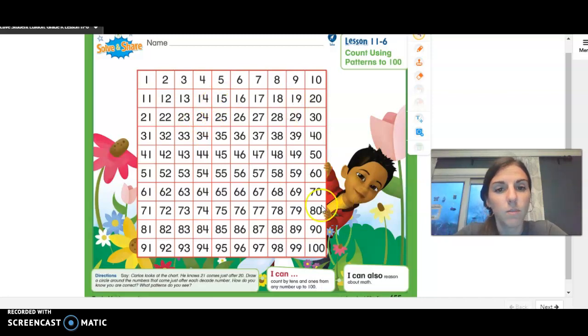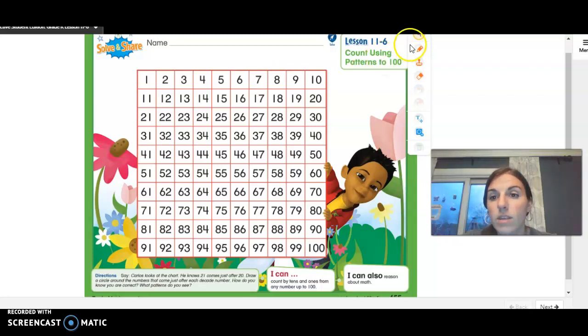Okay, so today on this first page it says that Carlos looks at the chart. He knows that 21 comes just after 20. Draw a circle around the numbers that come just after each decade number. How do you know you're correct?